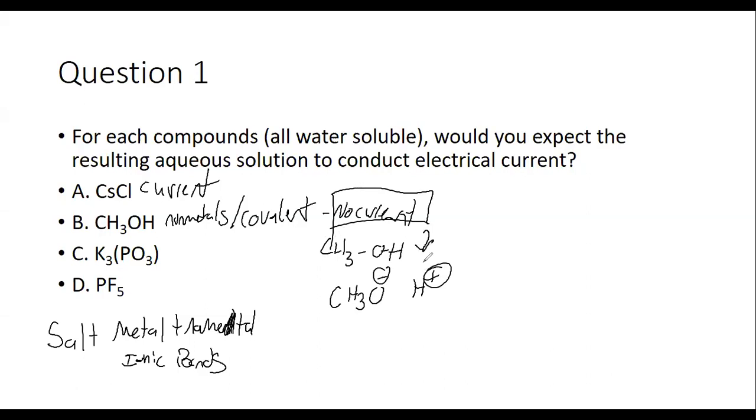Here's actually what's happening in reality, though. Potassium phosphate. Potassium is a metal. Phosphate is a polyatomic anion, all nonmetals. So this is current. Phosphorus pentafluoride, all nonmetals. So no current. Right? So if it's only covalent bonds, no current. If it's ionic bonds, current.